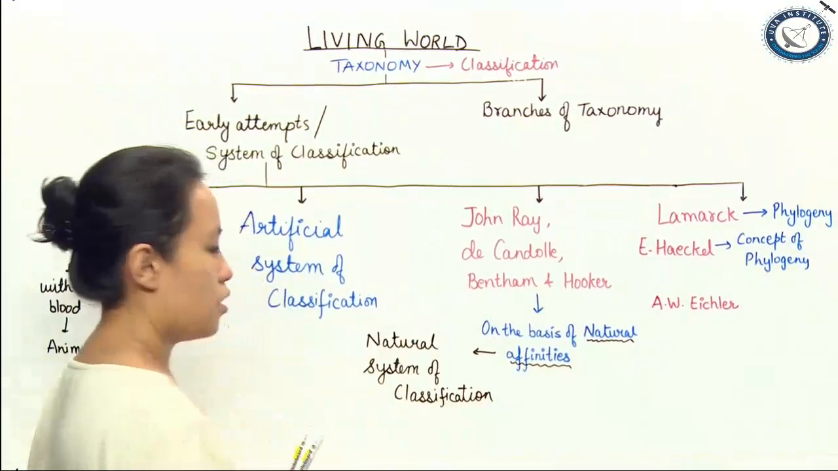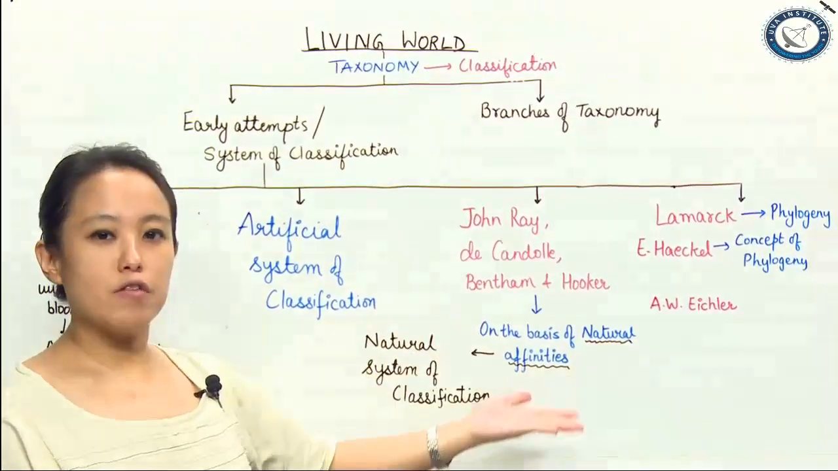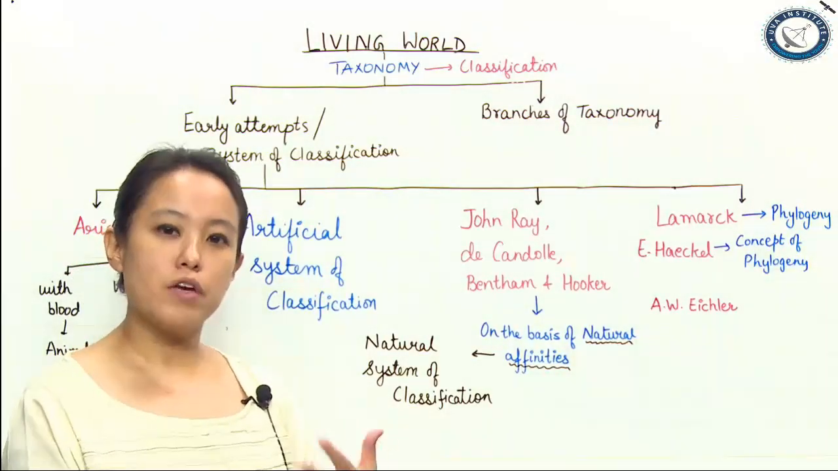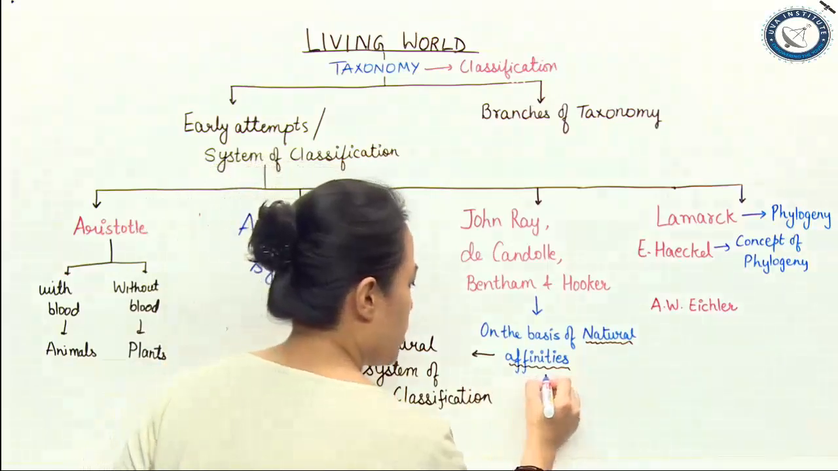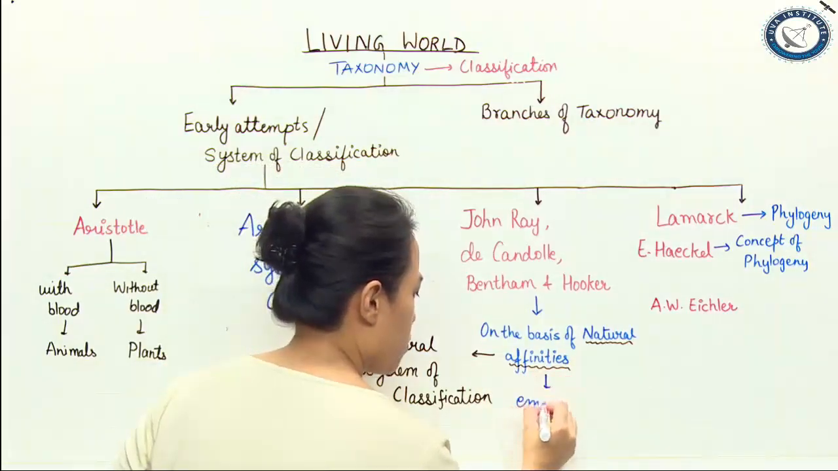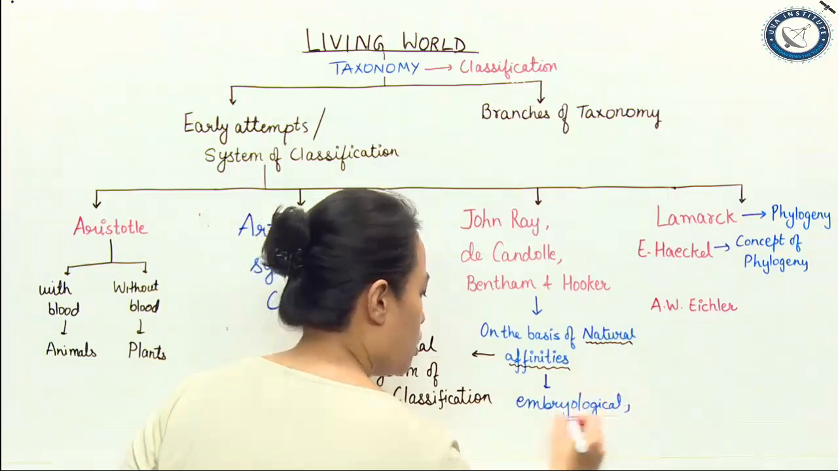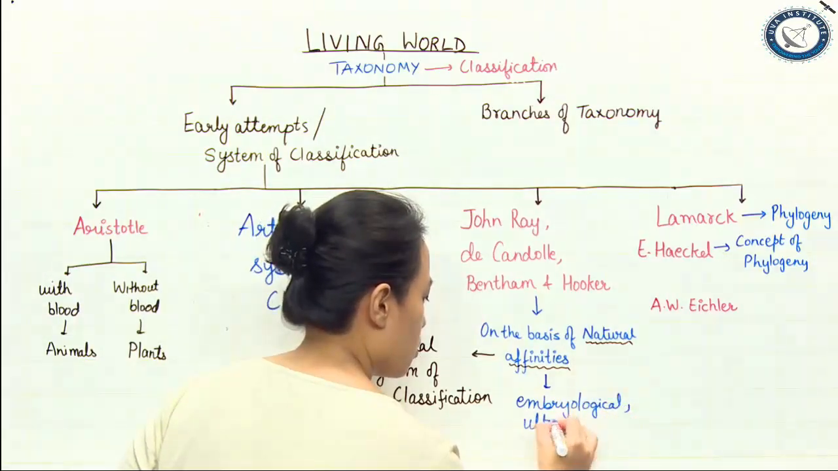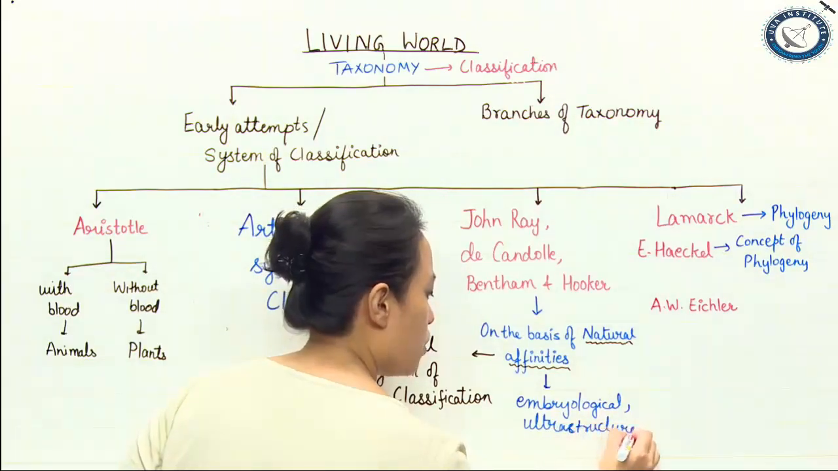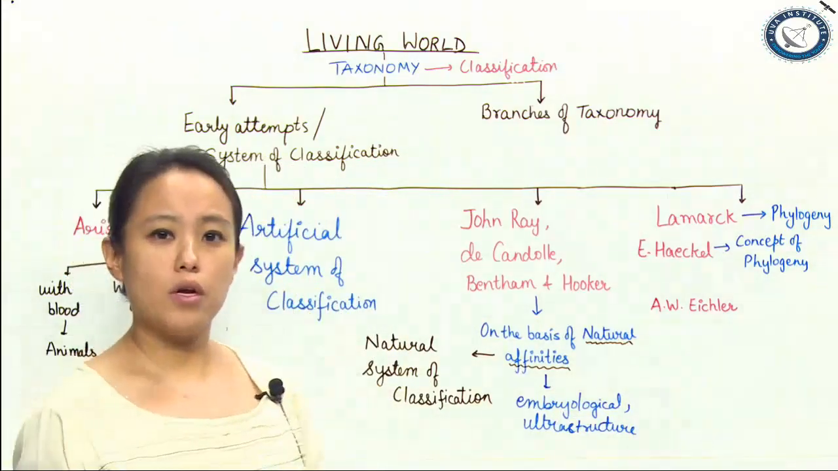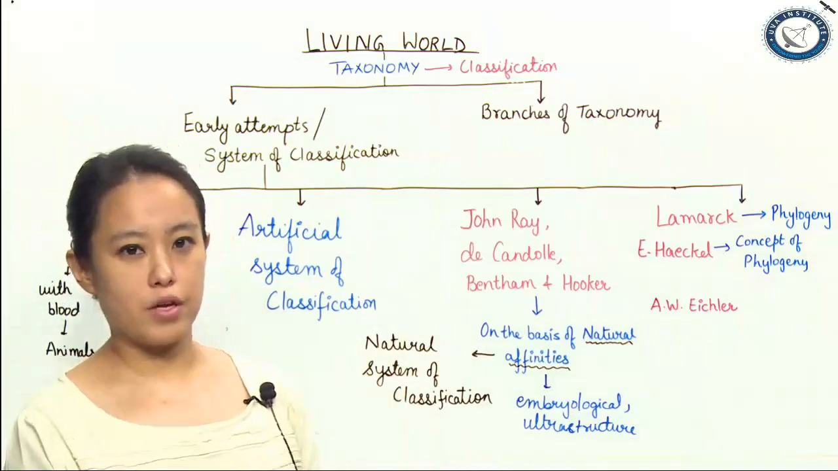When we say that these four scientists gave information about natural affinities, natural affinities means all the information, be it embryological, ultrastructural, or any cellular information. They all dealt with it under the natural system of classification.